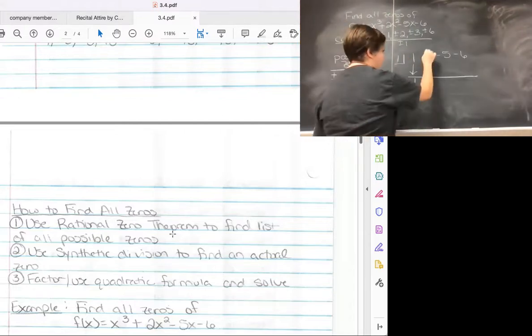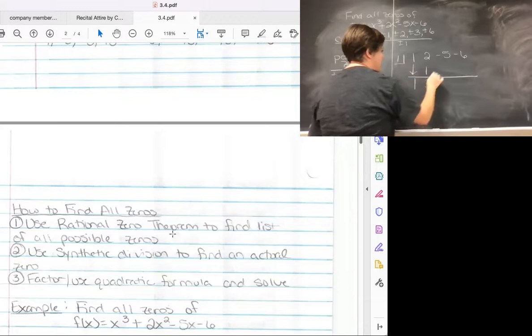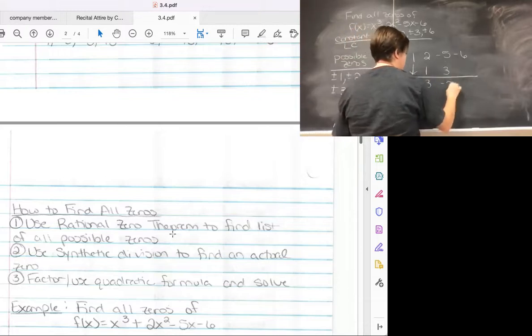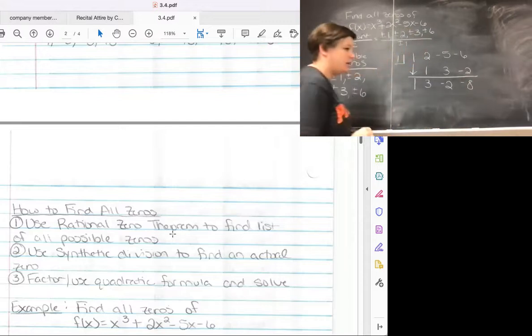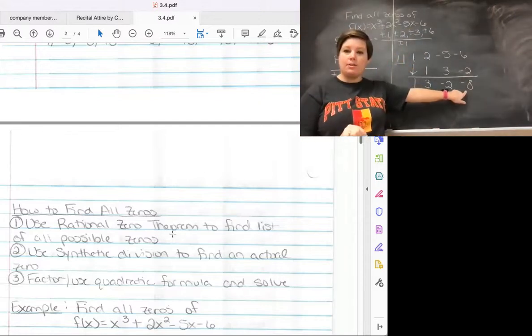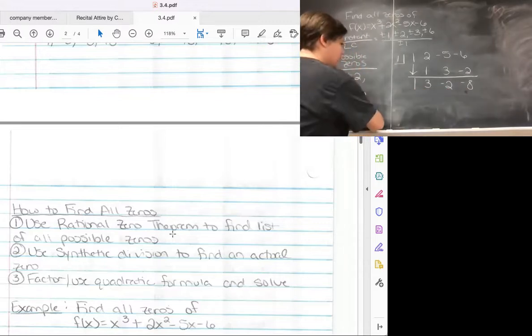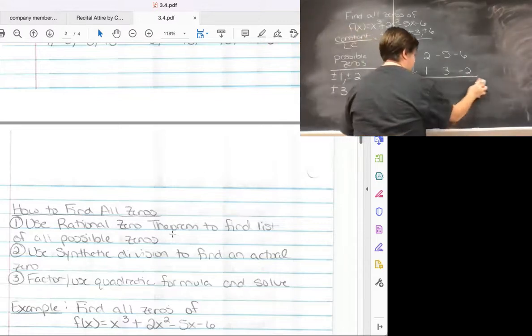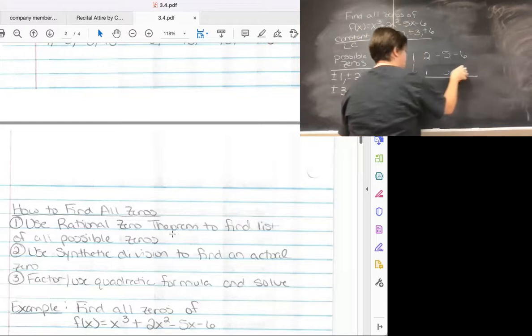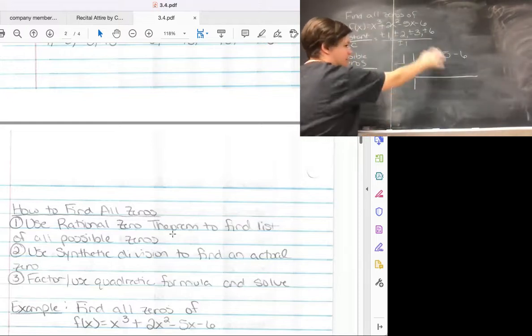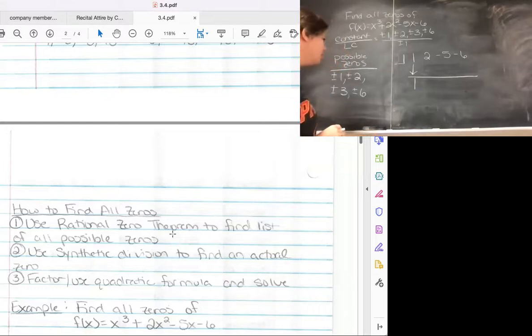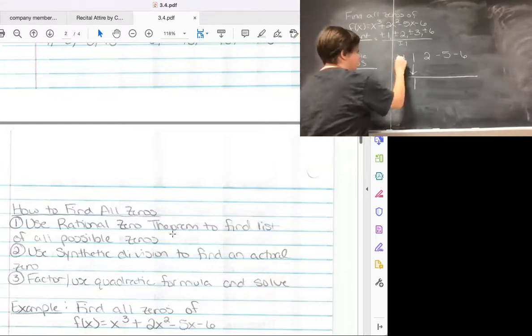1 times 1 is 1. You add down, which is 3. 1 times 3 is 3. You add down, which is negative 2. 1 times negative 2 is negative 2, and you add down. Did I get a 0 in my remainder spot? I didn't. I got a negative 8. That means that this is not a 0 because you need to get a 0 there. So I'm going to erase. If you did it with pen, you can erase those other numbers. So positive 1 is not a solution. It's not a 0. So let's try 2.